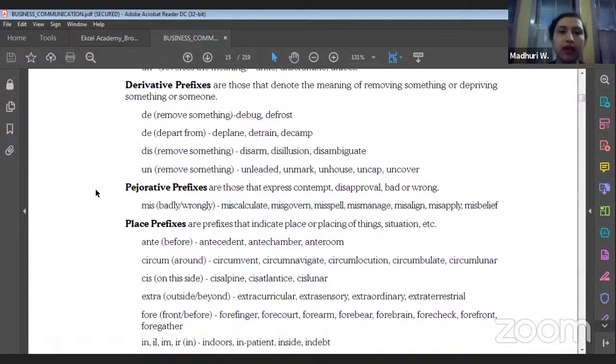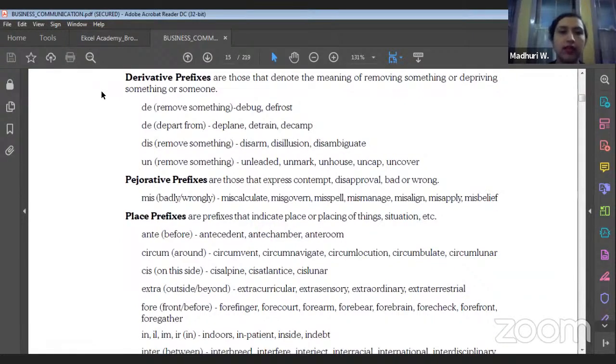Again, we see that there are derivative prefixes. For example, de- here means to remove something. Debug, defrost. De- could also be to depart from. Like deplane, detrain, decamp. This is to remove something. Un- is also to remove something, like disarm, disillusion, unleaded, unmark, uncap, uncover, right? So we have a lot of these words. So we have to just keep going through them, try to figure it out and use them in context. This will also help you build your vocabulary and your sentence construction.